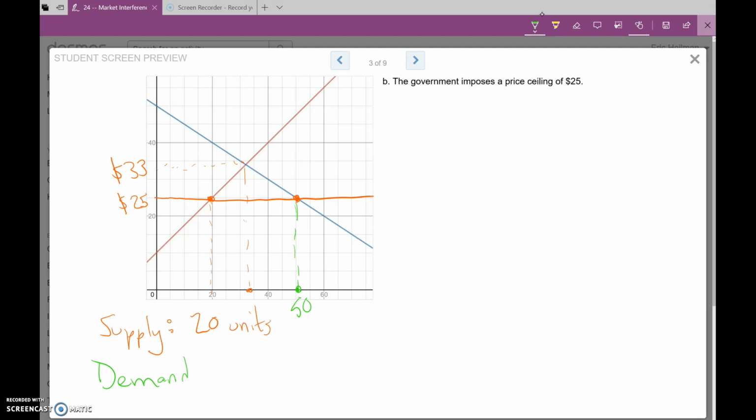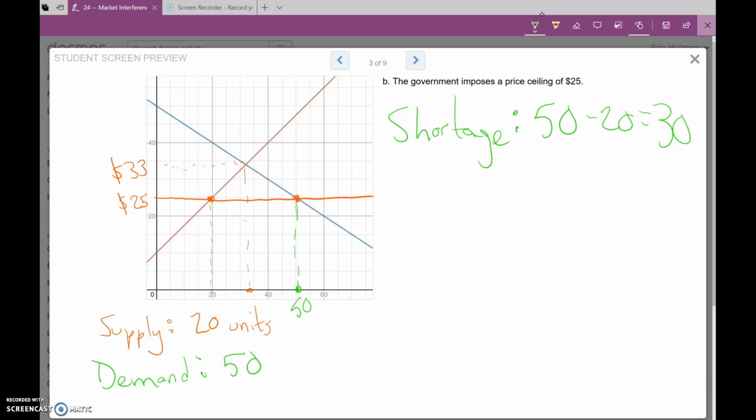So what happens is that there is a market shortage because consumers want 50 units. Suppliers are only willing to produce 20 units. So there's a shortage of 30 units, which is a huge bummer.